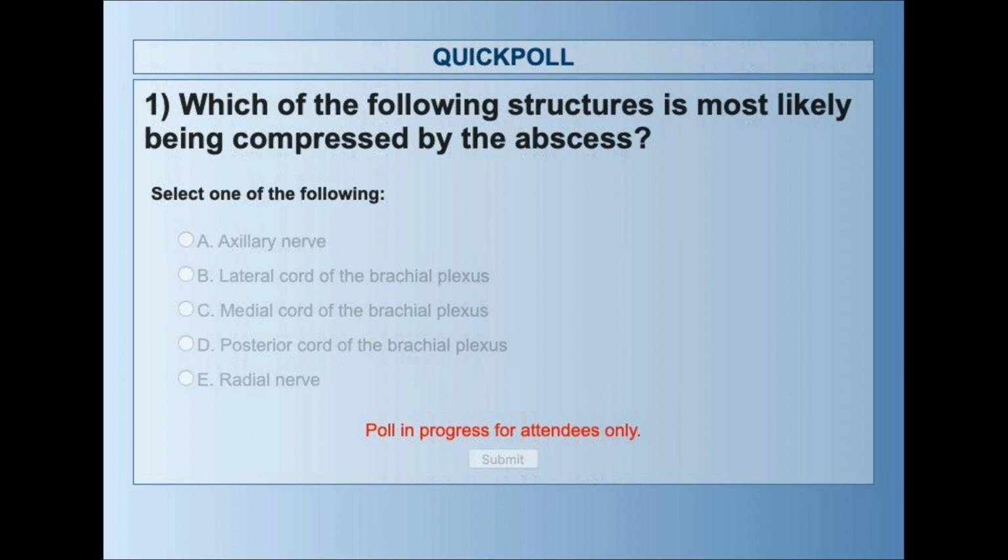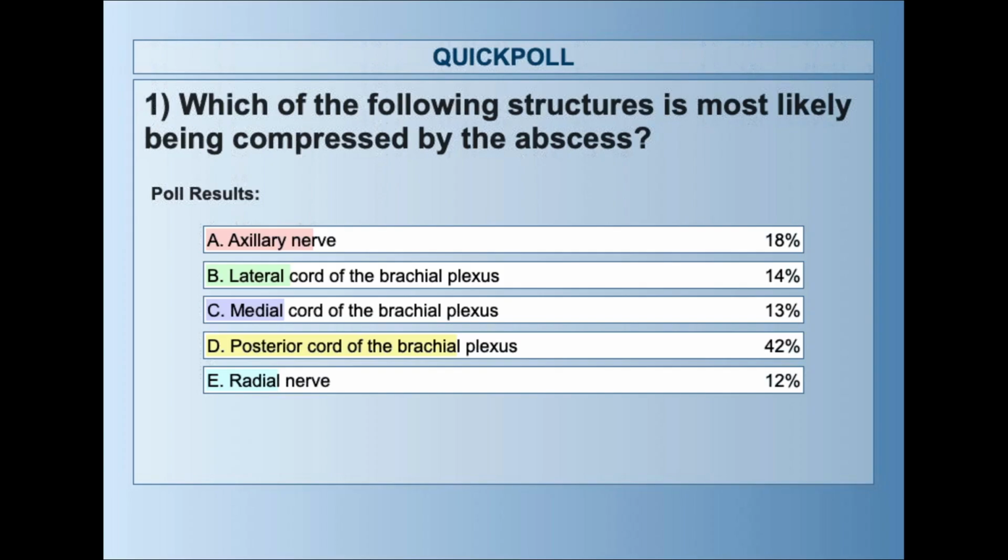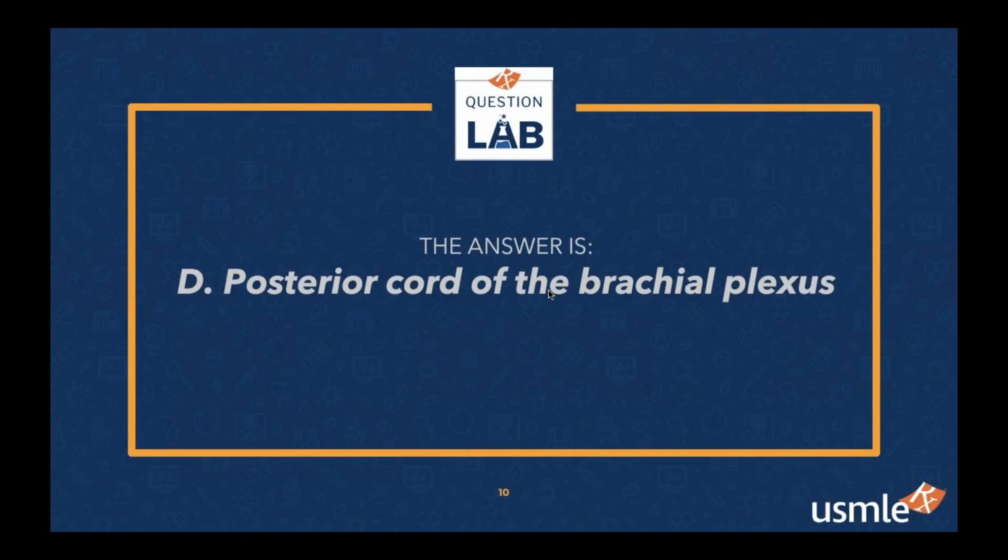All right, let's take a look and see what you selected. Clear favorite here, 42% of you selected posterior cord of the brachial plexus. In second place, we had axillary nerve, and the other 3 were pretty close. So let's take a look and see what the correct answer is. The correct answer is D, posterior cord of the brachial plexus. 42% of you got it right, so great job, strong showing out of the gate. Let me hand it off to Boris.